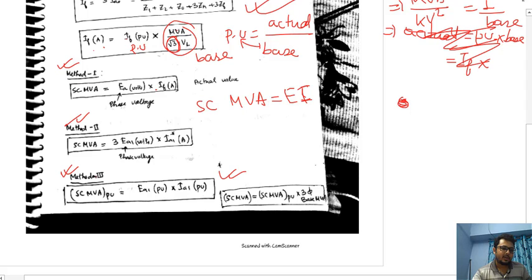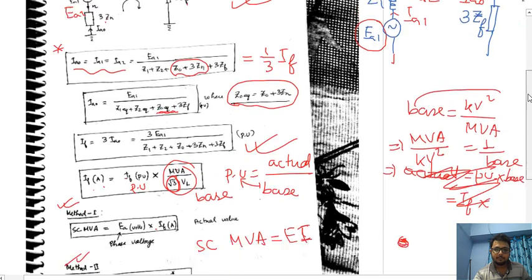So this is only for calculation of short circuit MVA. You can use any of the methods for short circuit MVA. Is it clear? Now once you calculate the value in per unit, you can easily convert to actual value. How? Short circuit MVA equals short circuit per unit into 3 phase base MVA. Like this, actual equals base into per unit. I hope this part is clear to all.